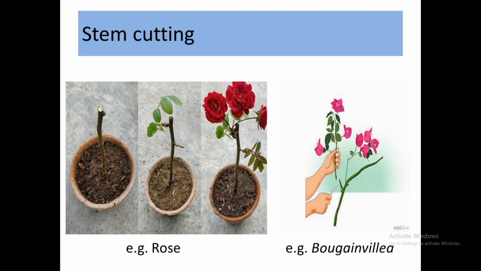In stem cutting, the examples are rose and bougainvillea. You have to take the stem of this plant and grow it into moist soil. You will get a new plantlet, which is the same as the parental plant. Bougainvillea is nothing but the paper flower, and you all are aware of the rose plant.